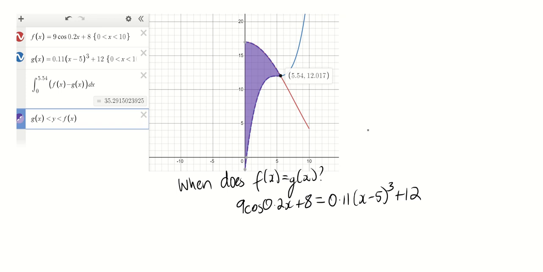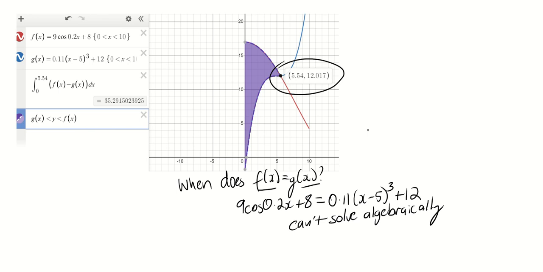Just for your interest, the reason why you need to use Desmos or a graphics calculator to do this problem is to find this intersection point. You would need to know, when does f of x equal g of x? So when are these two functions equal? You can't solve this algebraically. You would need to use either Desmos to graph it, or your graphics calculator to graph it and solve it, or a numerical solver on your graphics calculator.